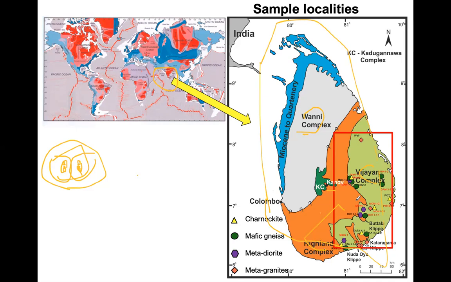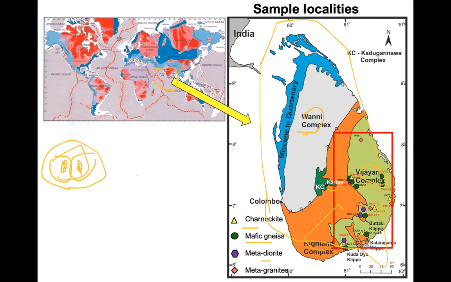Okay, so in this case, I'm focusing only on the Vijayan complex. There we can find charnockite, a rock named charnockite, and mafic gneiss. Gneiss is a rock type, right? It's one rock type. You will learn about rocks in a separate lecture, and also you will do some practicals to identify rocks in the lab, right? So all these different rocks you will see in practical classes, okay?